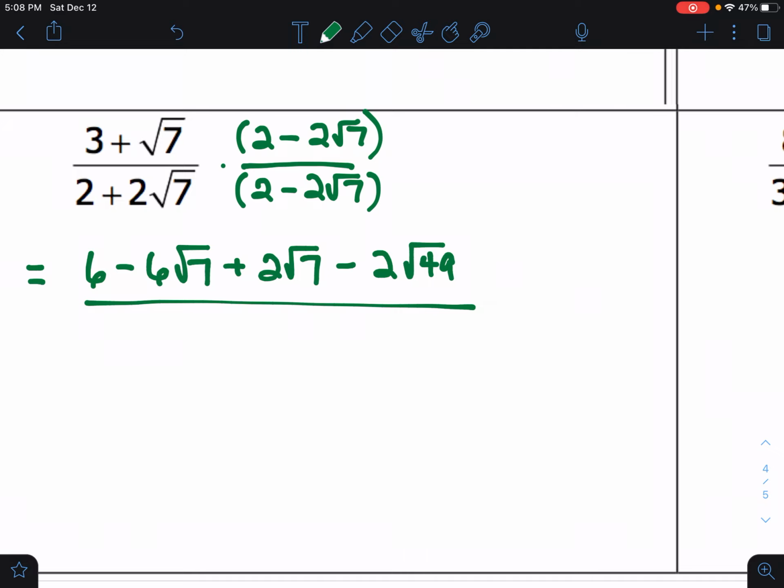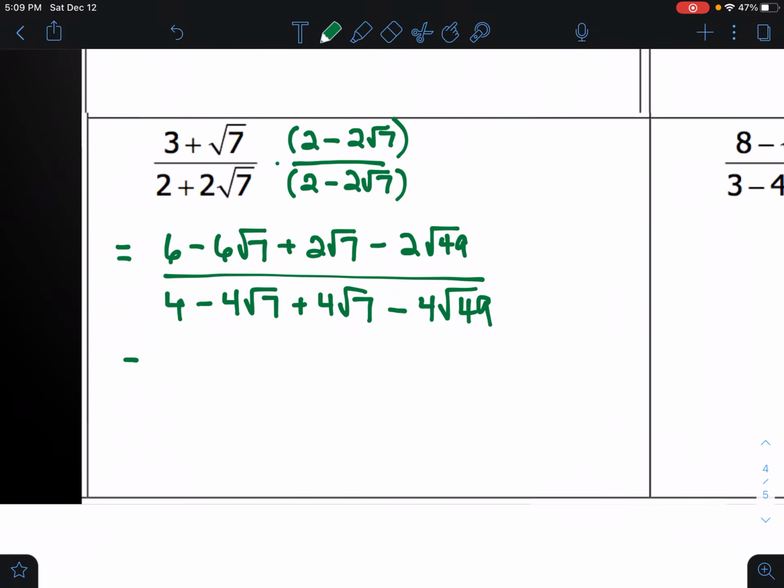Now we're going to do the bottom. So 2 times 2 is 4. 2 times negative 2 root 7 would be negative 4 root 7. And then 2 root 7 times 2 would be 4 root 7. And then negative 4 root 49. Okay, now we're going to clean all this up.